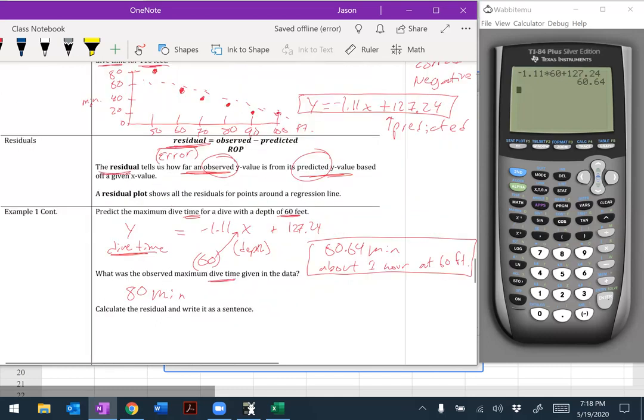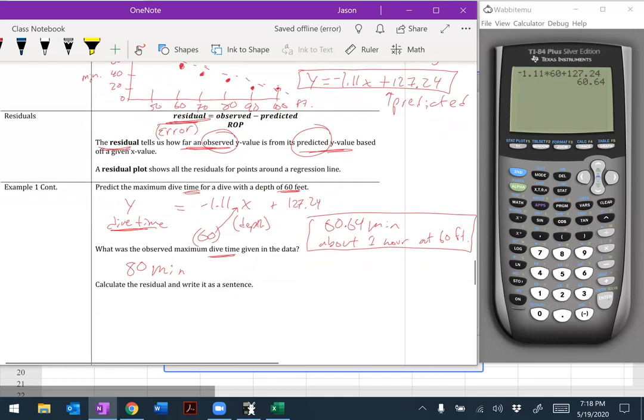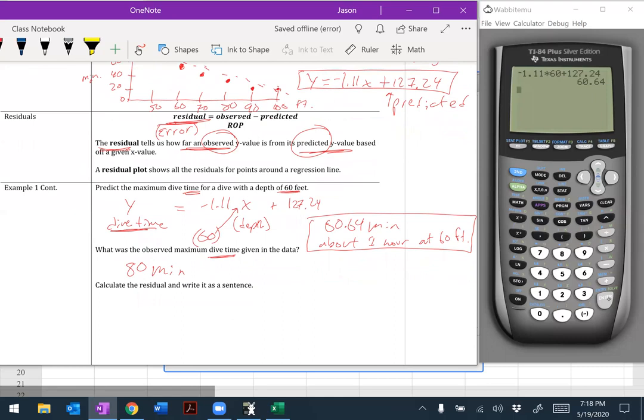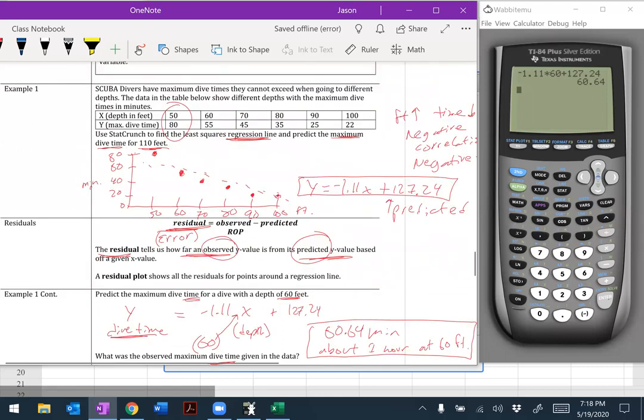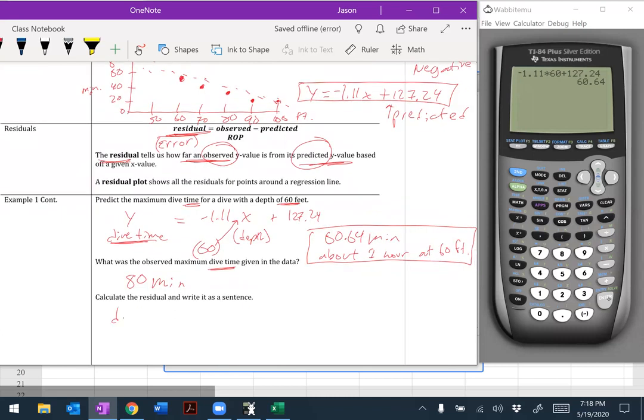Okay, so calculate the residual and then write a sentence. So what's the residual? Well, the depth was 50, right? So the observed depth of 50 gave me an observed dive time of 80 minutes. What would be the predicted?